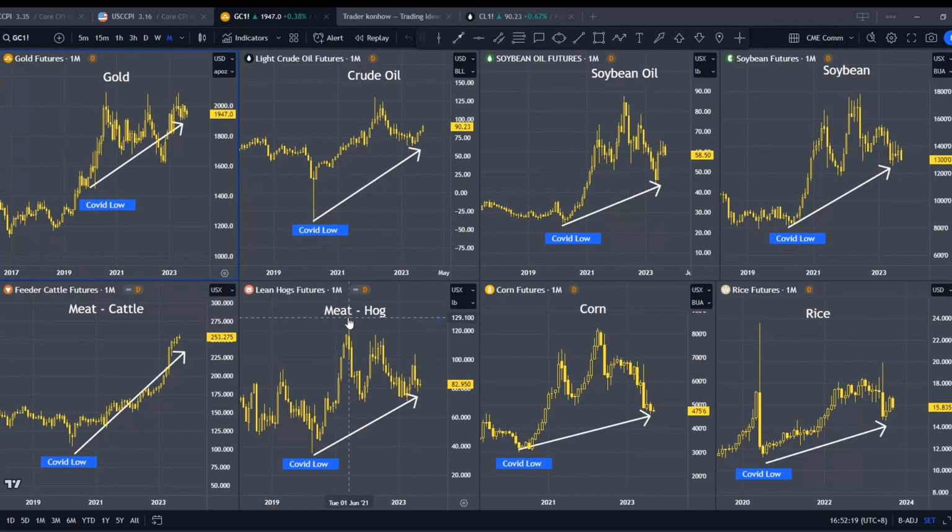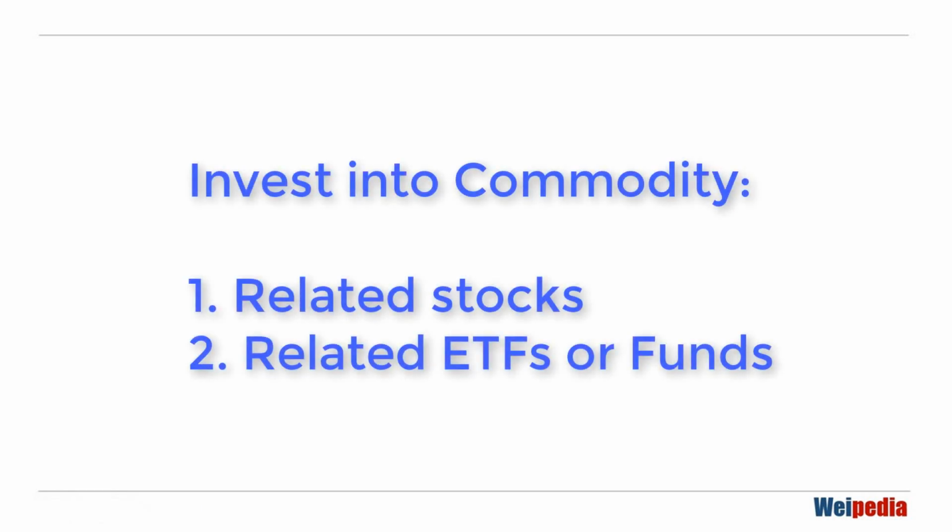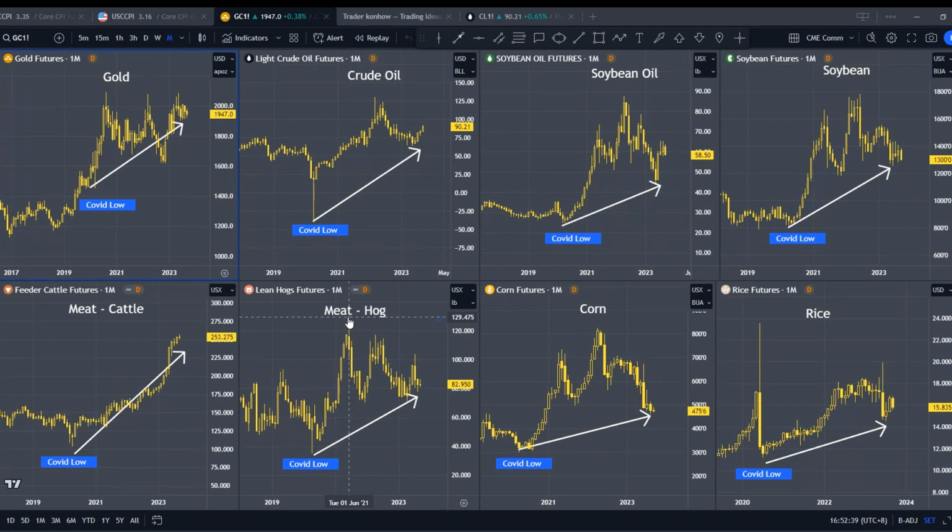For investors, there are two ways that we can invest in them. Number one, invest directly into those commodities or mining stocks, especially those that pay dividends. And number two, consider commodities-related funds or ETFs. Get hold of the prospectus, study them, and do your own selection from there.